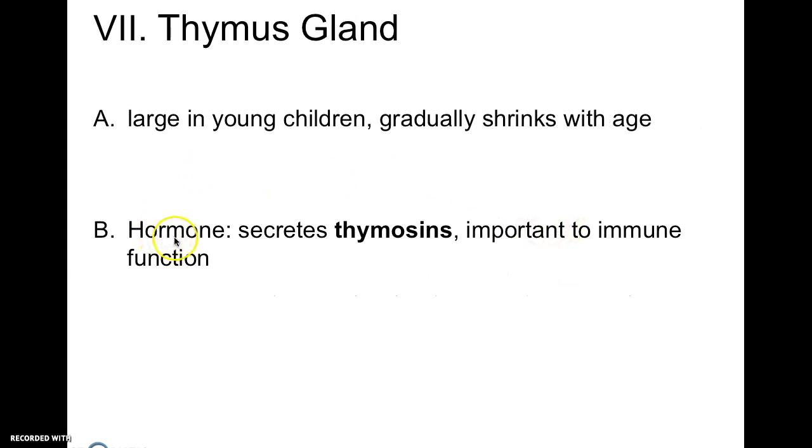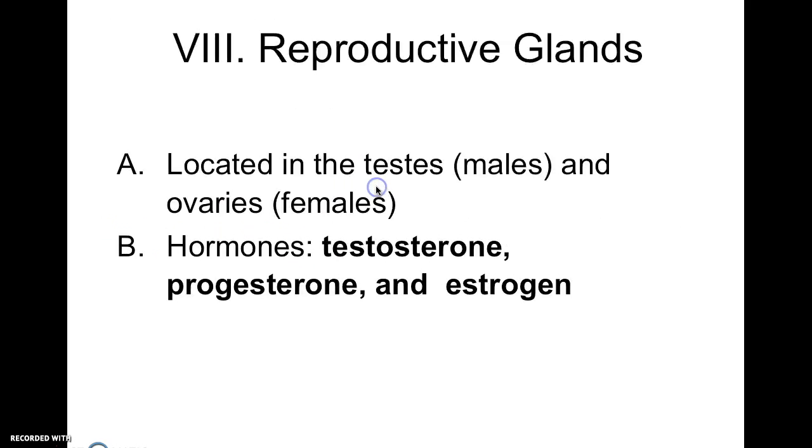The thymus is large in young children, but it gradually shrinks. It secretes thymosins, important for immune function. So a child needs that because they don't have an active immunity yet. They haven't acquired their immunity. We as adults have. We've had a lot of bacteria, a lot of antibacterial exposure, things like that. So we're good to go.